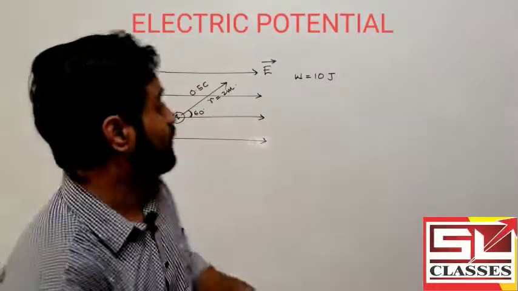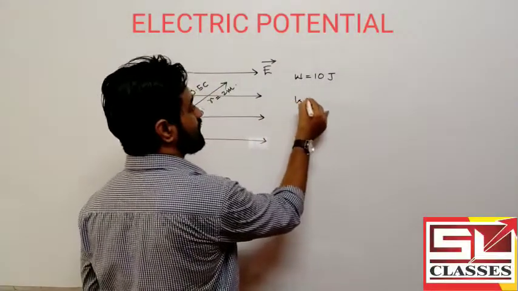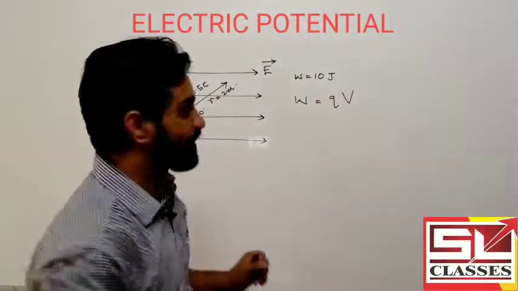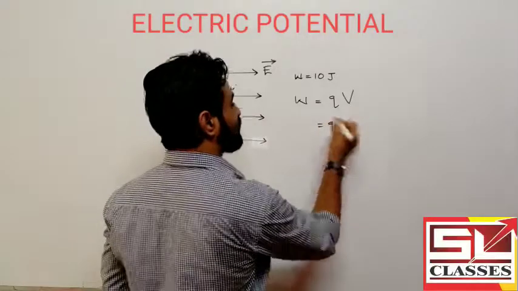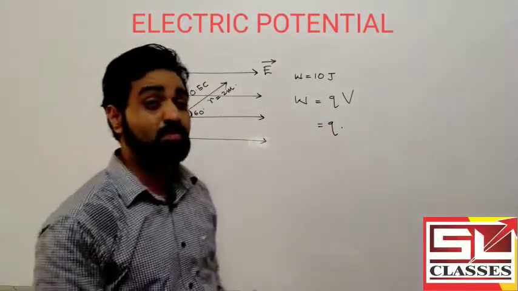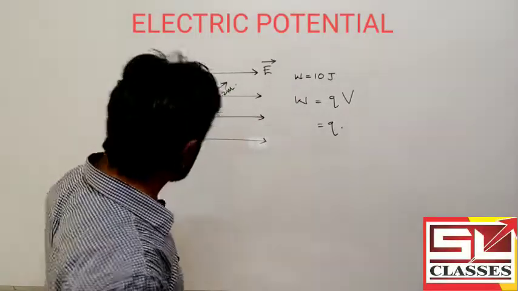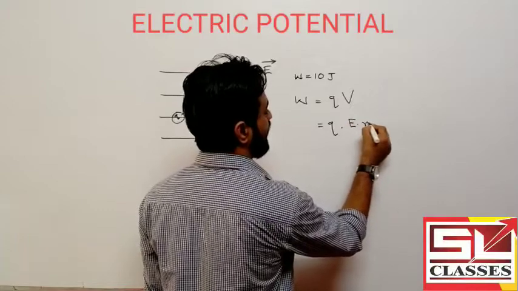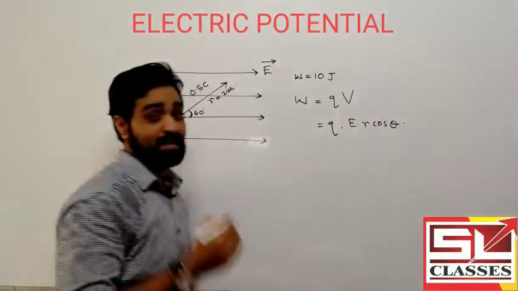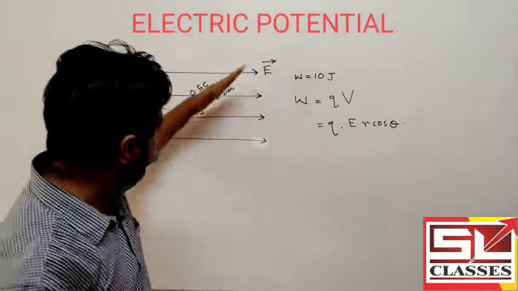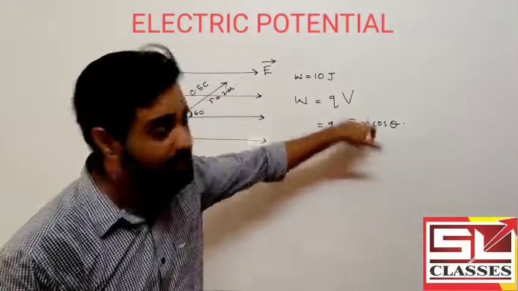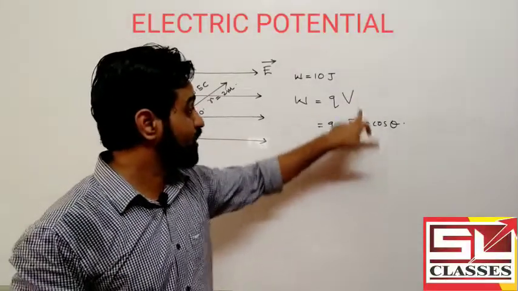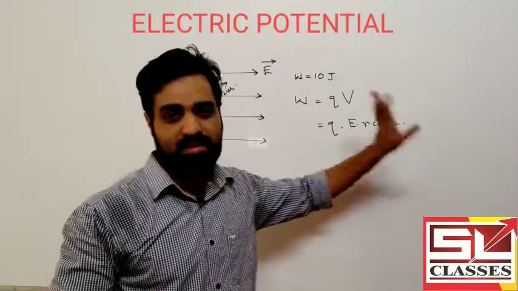Using the equation for work done to move a charge, W is equal to QV, right? And this is again equal to Q into V. The relation between electric field and electric potential with an angle theta, you have to study that equation first. That equation is E R cos theta, if there is an angle theta between the electric field and the direction of motion, where R is the distance covered. So for V, you can write E R cos theta.